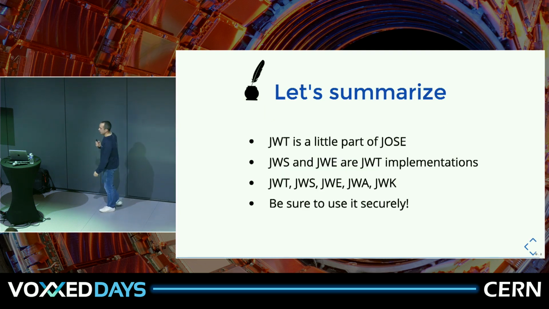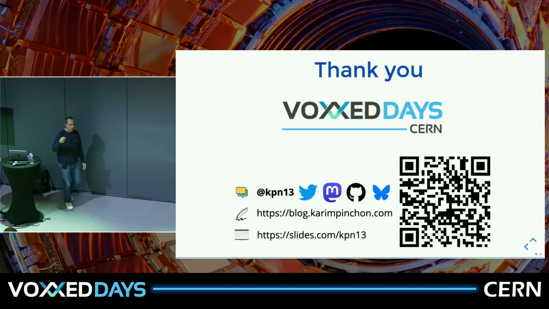And at the end, I will just summarize. We saw that JWT is only a little part of JOSE. There are several implementations of JWT, so the signed token and the encrypted token. There is a lot of specification around JWT. We talked about just a few of them. And if you want to use JWT, use it properly and securely. So you have to check the claims. It will protect you against substitution. You have to use the algorithm defined in JWA to avoid any issue with the algorithm, and so on. Thank you for listening to me, and thank you for the Voxxed Days CERN team for their amazing work. Thank you.